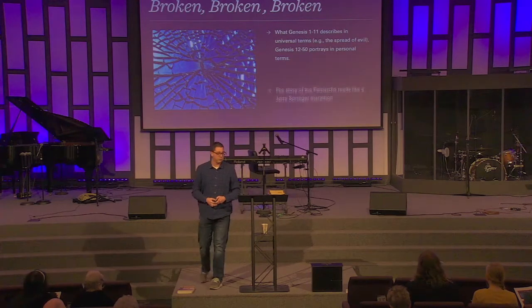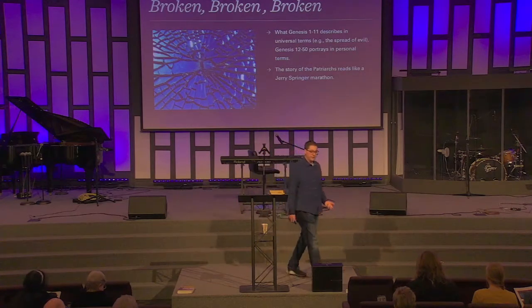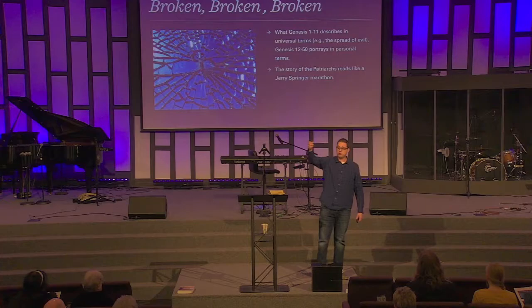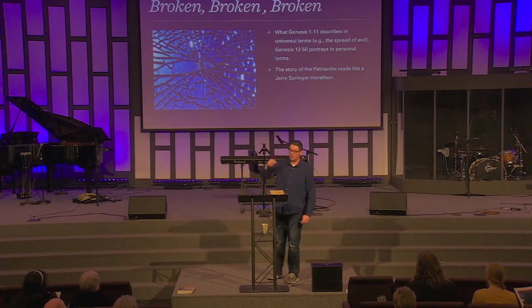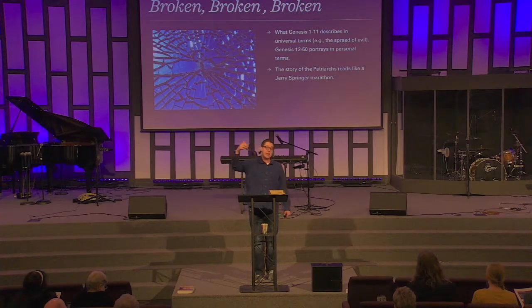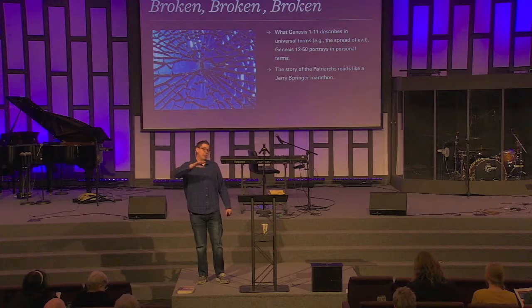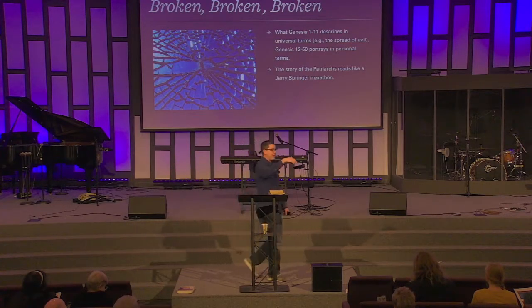So Genesis 12 through 50 reads like a Jerry Springer marathon, okay? You've got a man who's old and his wife, they can't have kids, so she gets a slave so that the slave can have kids with the master. The slave is then mistreated. God promises the woman a son. They have a son. That person then marries his cousin. Okay, that's a little bit weird.